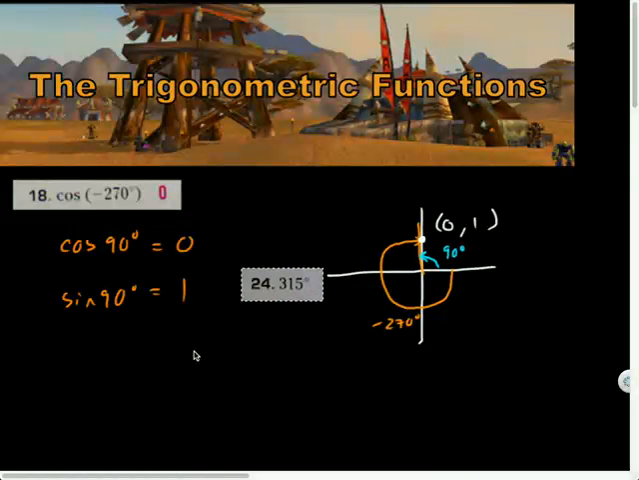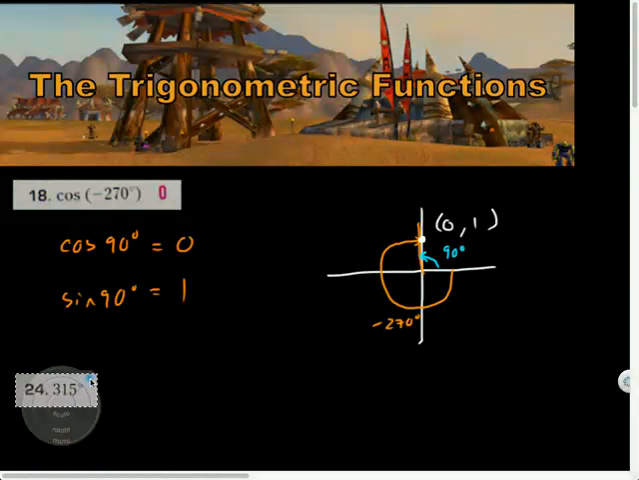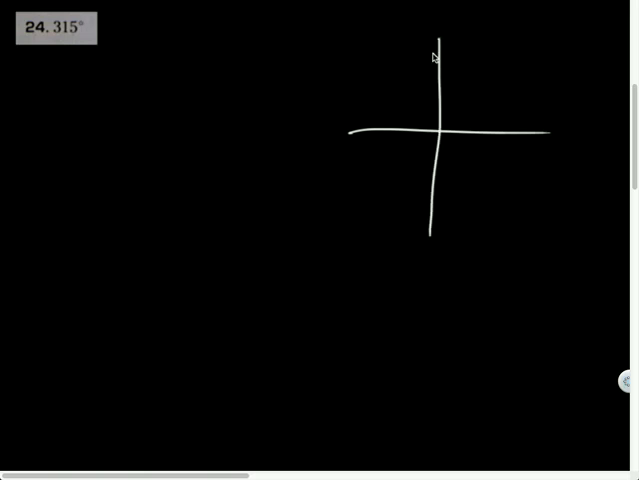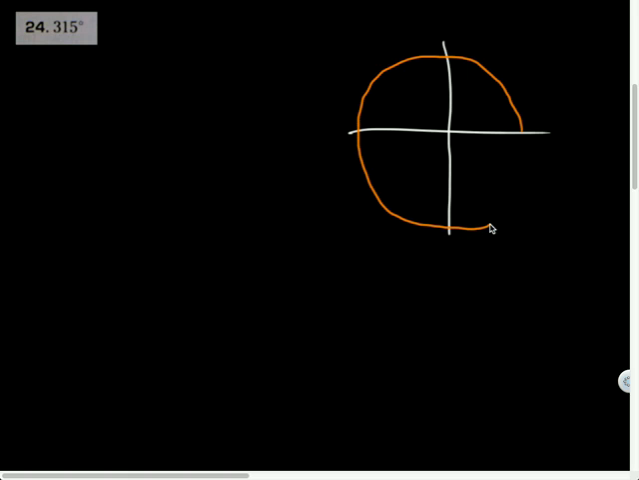So let's look at 24. So 315 degrees. I'm going to draw a picture here, even though I don't think it necessarily asked us. Well, but it's helpful. So 315 degrees. What quadrant's that in? Fourth. The fourth quadrant.